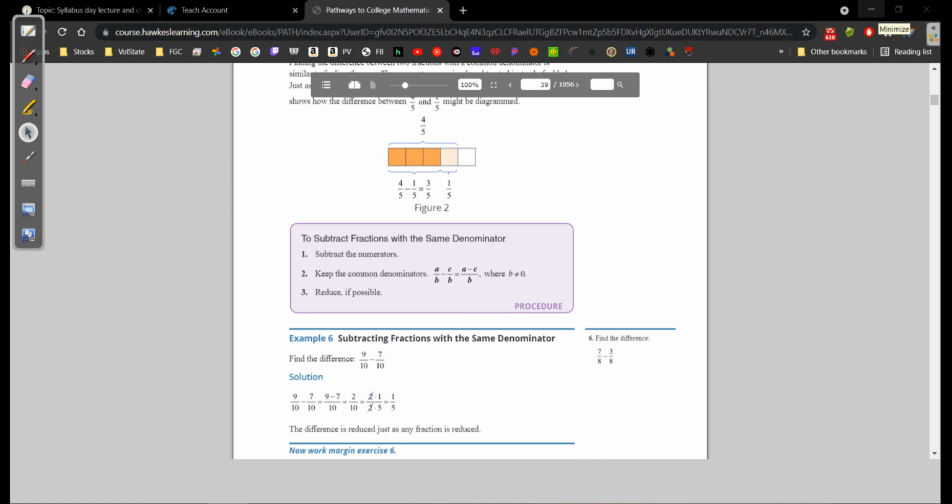It's the same procedure that we did when we add fractions with like bases, right? Notice how we have 9 over 10 and 7 over 10. Well, 9 over 10 minus 7 over 10, you just say 9 minus 7, which is 2, and you get 2 over 10, and then of course you can reduce that down to 1/5. So it's just like how you do addition, except you have a subtraction sign in there.